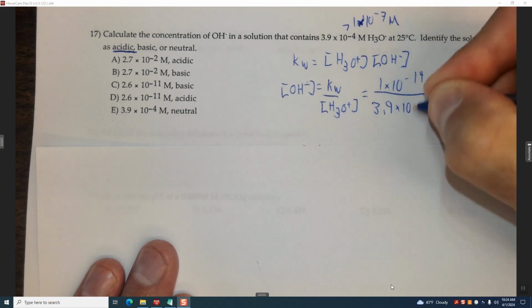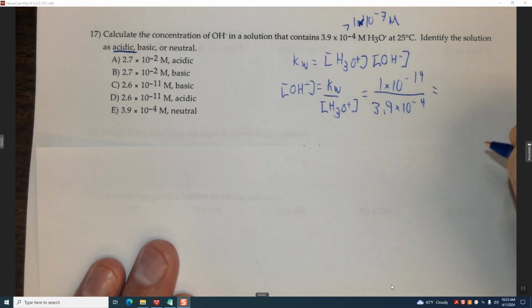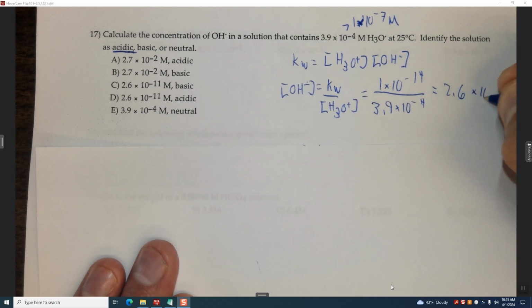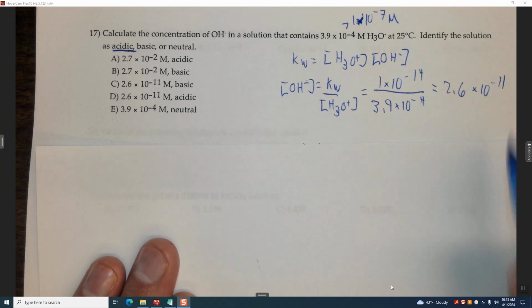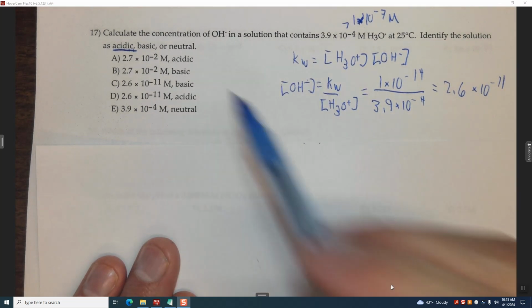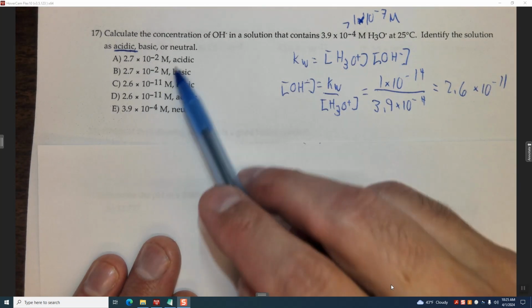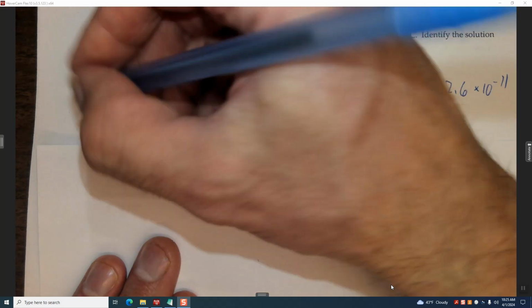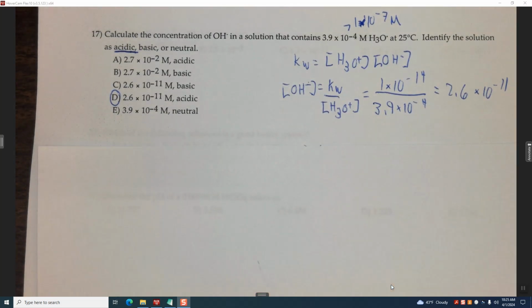3.9 times 10 to the negative 4. And when you do that math, you find that it's 2.6 times 10 to the minus 11. So this is the concentration of OH-. You'll notice that that's two of the answers. So we also need to identify whether it's acidic or basic. We already talked about this. It's acidic, so the answer here is choice letter D.